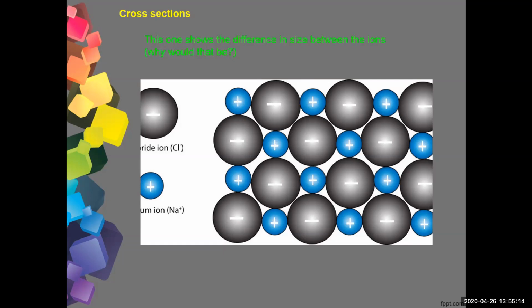This one, the blue ones are the positive ions, the sodium ions, and the grey ones are the negative ions, the chloride ions. And you can see this one shows that the sodium ions are smaller than the chloride ions. They are. They actually are smaller. What I want you to think about before the next video is why you think that would be the case. So get your periodic table out, have a look. I think you're going to be able to work it out.